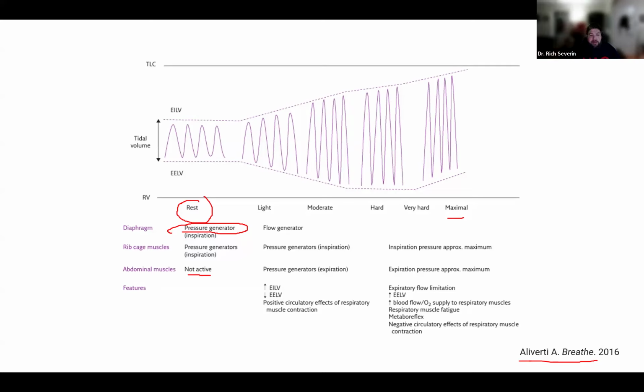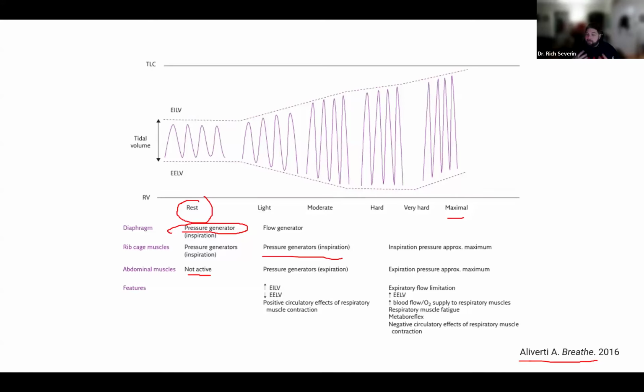The diaphragm becomes primarily a flow generator, meaning that it's primarily going to be influencing the volume and the rate by which air begins to flow in and out of the lungs. It's a flow generator. So its role changes. And then we look at our rib cage muscles. These actually become the pressure generators for inspiration.